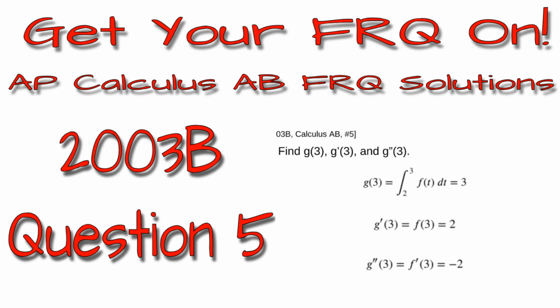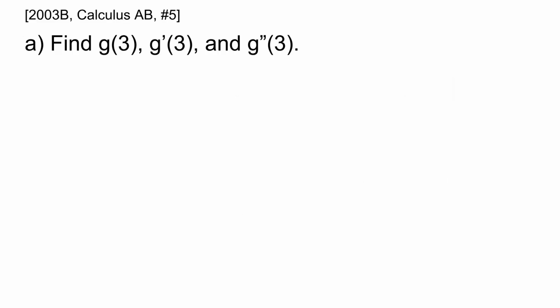In the question stem, we have a function f defined with a graph of line segments on the interval from 0 to 7, and we have another function g defined as a definite integral from 2 to x of f of t dt. In part A of this question, we are asked to find g of 3, g prime of 3, and g double prime of 3.